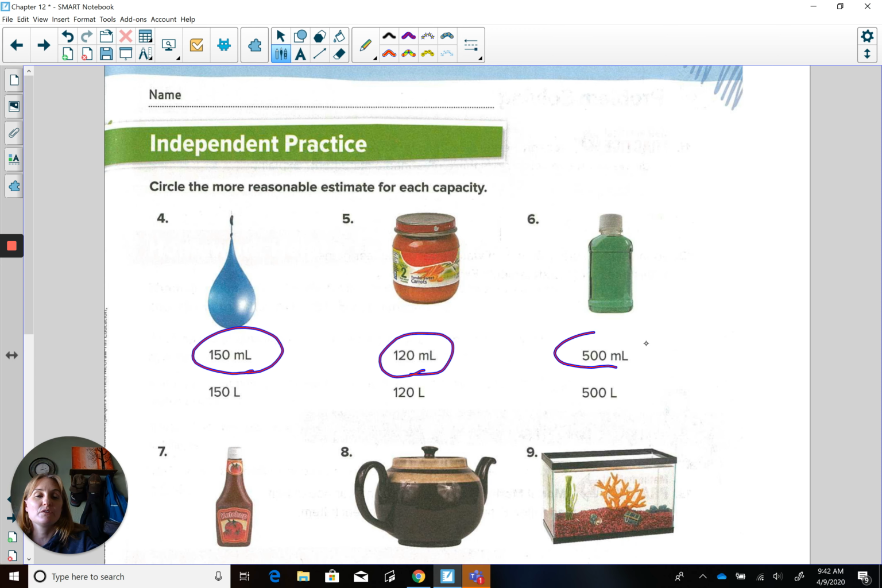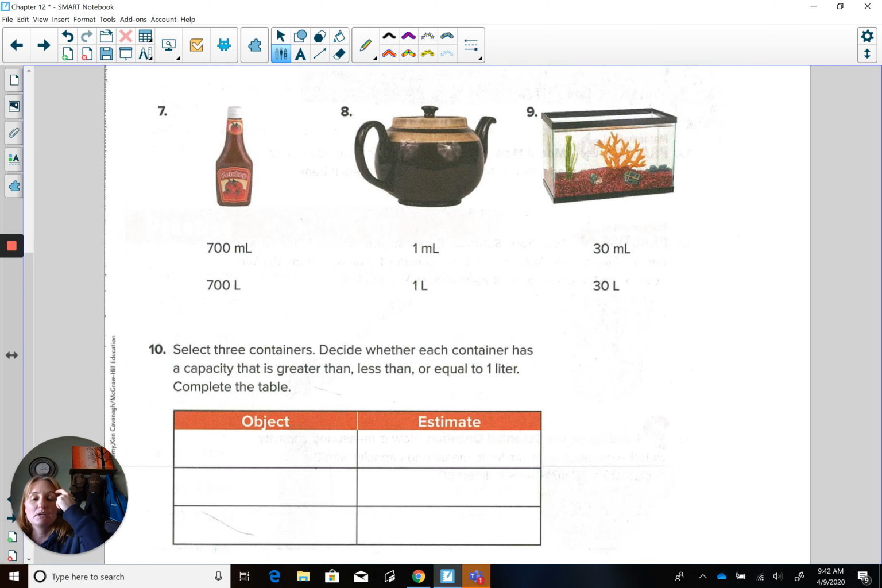Yep, I'm with you on this one. We're still looking at milliliters. All three of those items are fairly small, right? Okay, down here is number 7, ketchup bottle. 700 milliliters, 700 liters. Yep, I'm with you on this one.